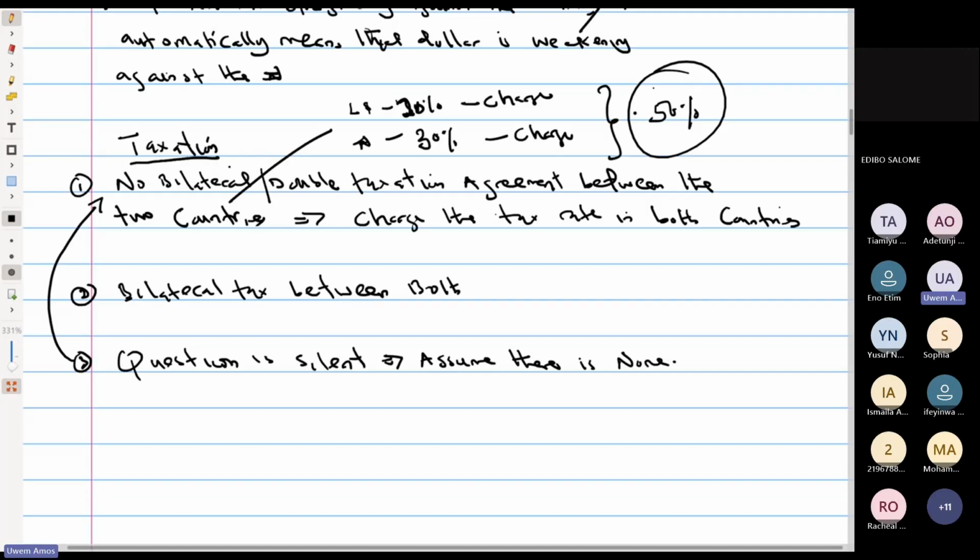However, if there's a bilateral tax agreement between both, which is the reason why most countries would like to go into double taxation agreements. If you read publications by the Nigerian Revenue Service, NRS now, you will always see a scenario where they have double taxation and all of that. So if that happens, you're going to charge the higher of the two taxes. Total tax will be equal to the higher of the two.